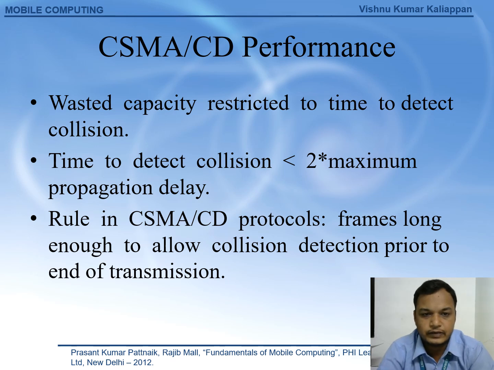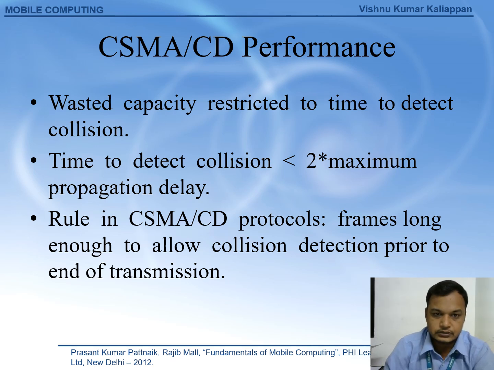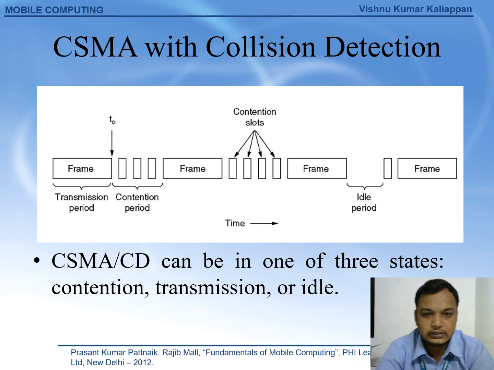CSMA/CD performance: wasted capacity is restricted to the time to detect collisions. The time to detect a collision is less than 2 times the maximum propagation delay. A rule in the CSMA/CD protocol is that frames are long enough to allow collision detection prior to the end of transmission. So this is how the detection occurs.